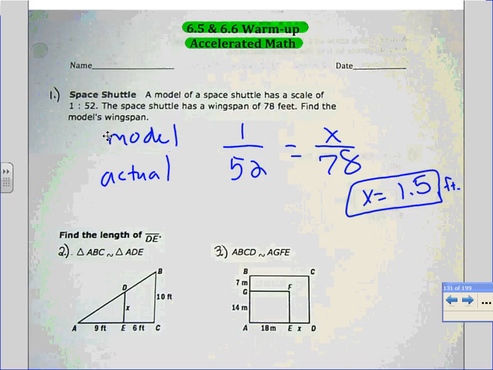Well, I know, but that's the actual. I don't know if the model's in inches or feet. Do you know what I mean? We could maybe assume it's in feet, but I don't like to assume things. But you're right. We know these are feet. Yeah. Doug?